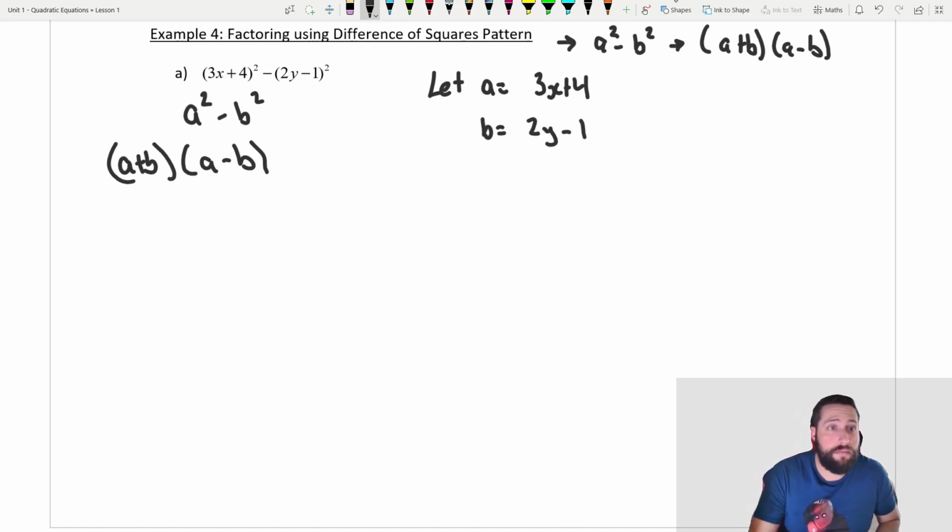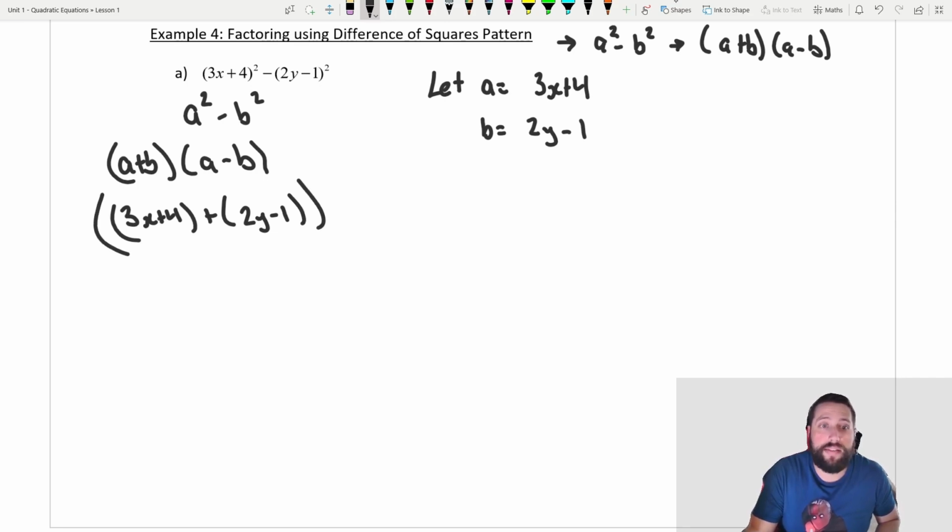Substitute the values back in. So we have 3x plus 4 plus 2y minus 1. So again, that's one set. And then you're going to write the second part. So again, it's 3x plus 4, but this is going to be minus 2y minus 1.